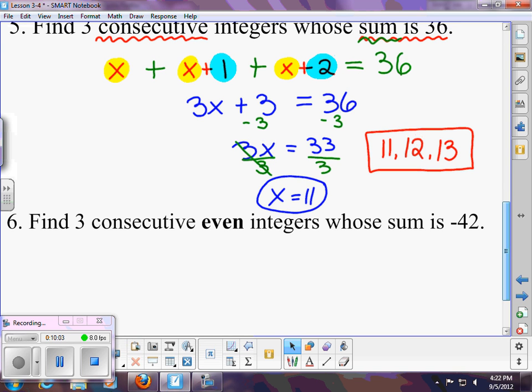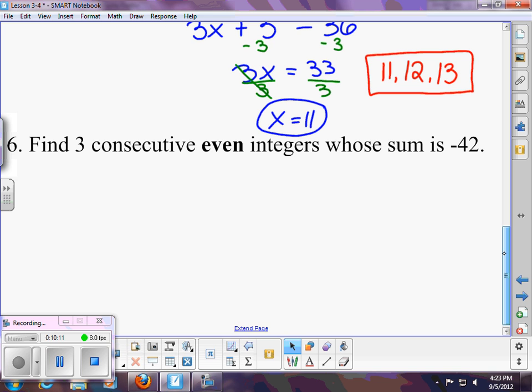Lastly, number 6. Very similar to number 5. Find 3 consecutive even integers whose sum is negative 42. So we're dealing with the consecutive integer part. But what's different here is the fact that we want these to only be even. So let's think about this. The first integer is x. The second integer will not be x plus 1 because we want an even integer. Really it should be x plus 2.